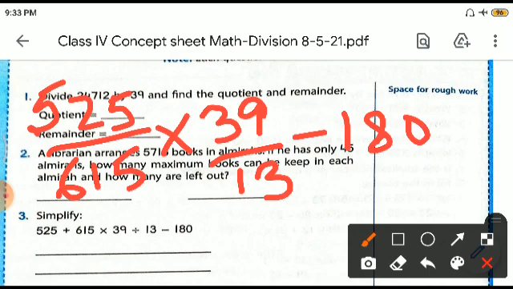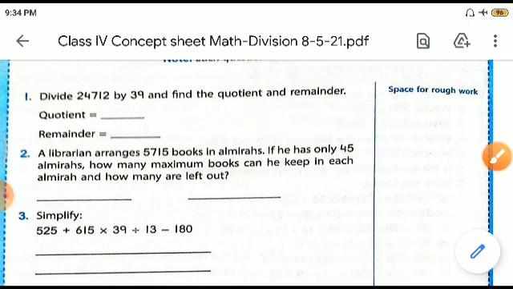Right? So now you start reducing. So we all know 13 ones are 13, 13 threes are 39. Right? 13 threes are 39. Now we divide 615 by 3. Right? Or you can multiply 525 by 3 and then divide by 615 and then subtract it from 180. Right? To get the answer.